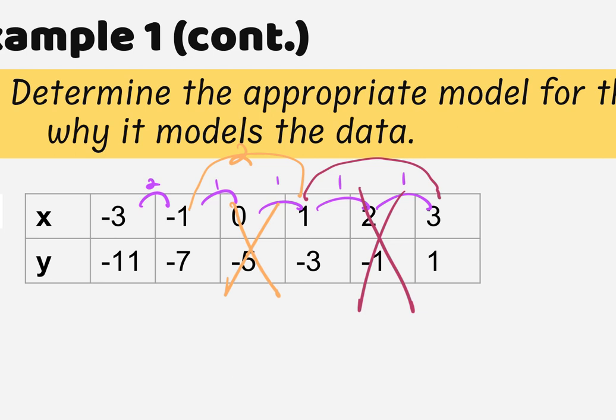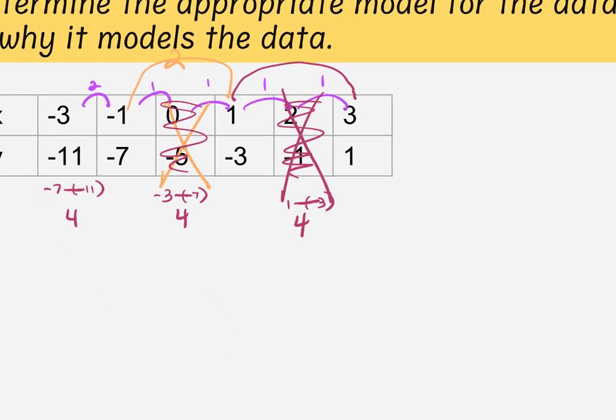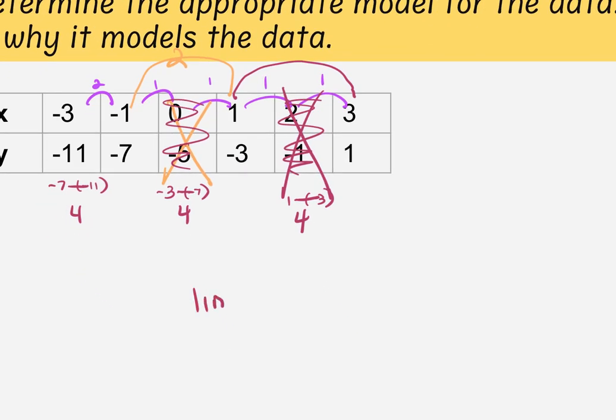So now I'm going to use negative 7 minus a negative 11. I'm going to skip this one. I'm going to do negative 3 minus a negative 7. I'm going to skip this one, 1 minus negative 3. So this becomes plus and that's 4. This becomes plus and that's 4. This becomes plus and that's 4. Which means this is linear by first difference.